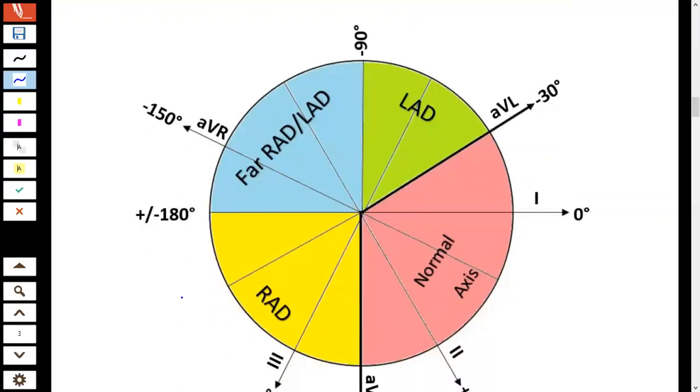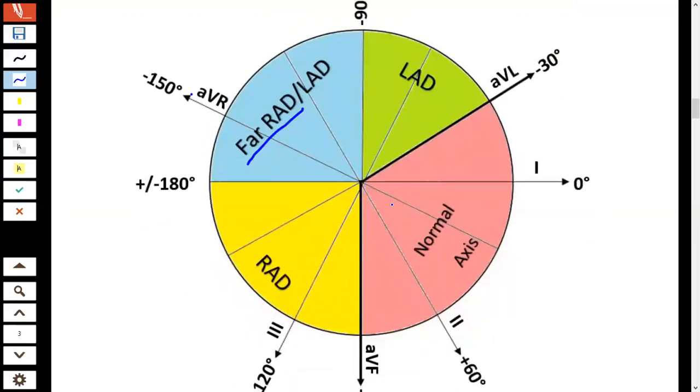axis. Here's a misconception about the cardiac axis. If the AVR is in the direction of minus 150 degrees, that doesn't mean it's already a right axis deviation. That means all these limb leads, these vectors, are present between minus 30 and minus 90.